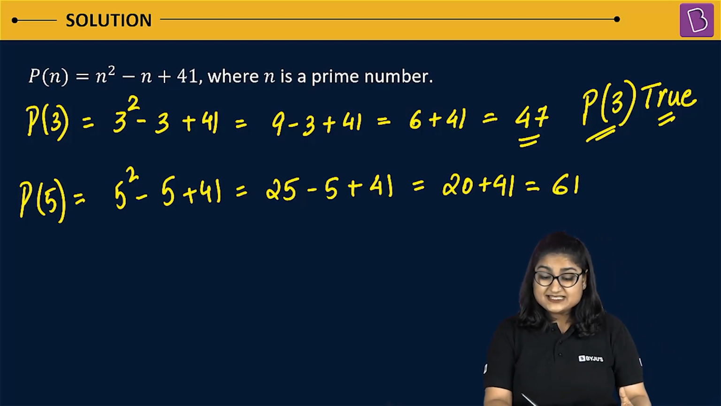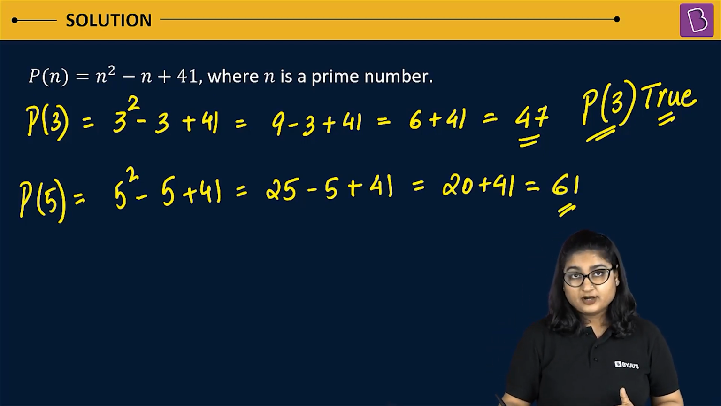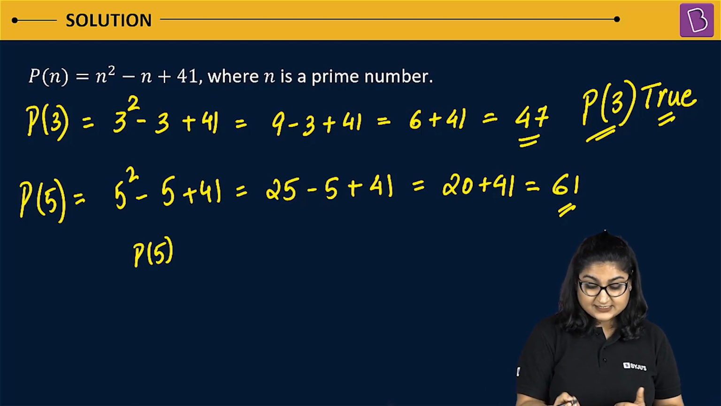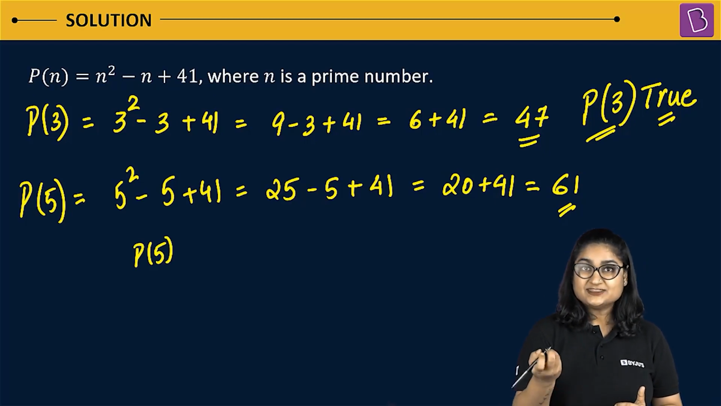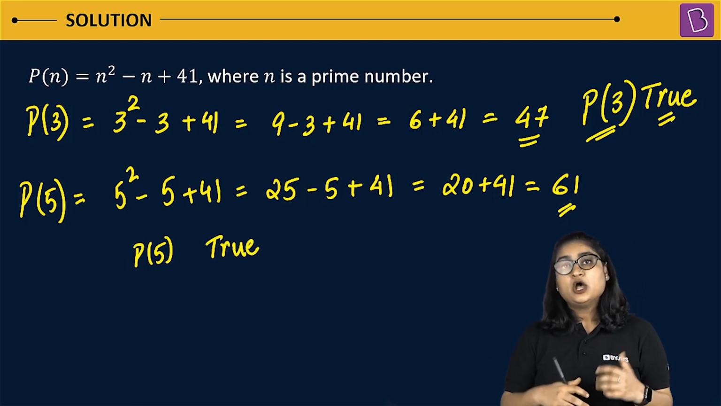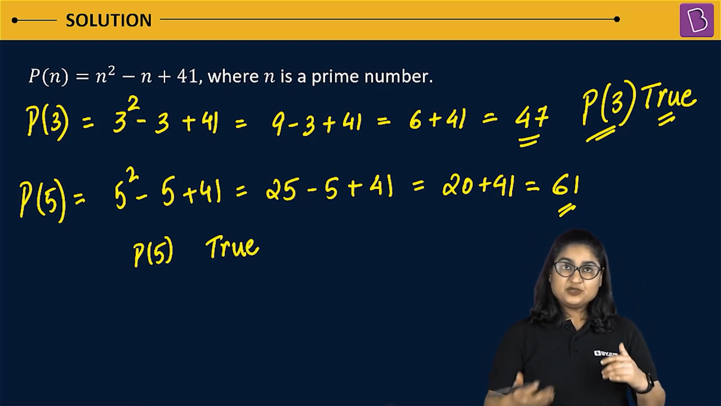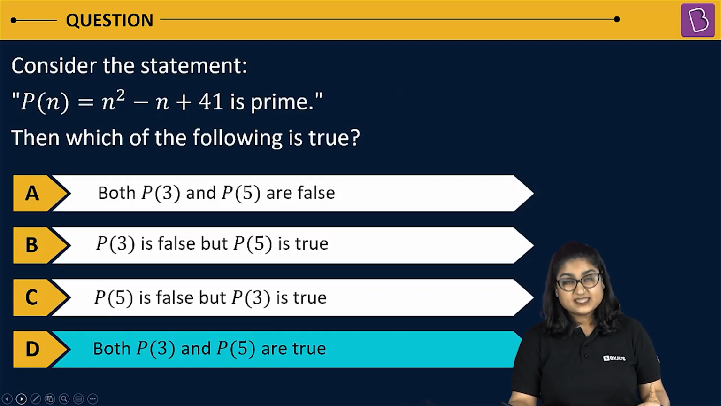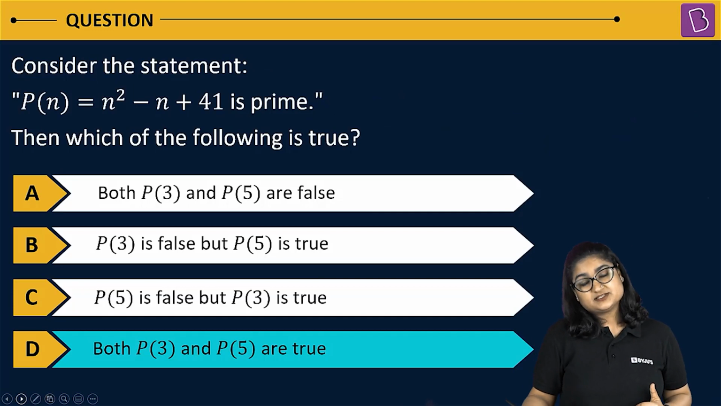Okay, now is 61 a prime number or not? Yes, 61 is a prime number. Now here P of 5 is a prime number, hence we can say that the truth value of P of 5 is going to be true. So here both P of 3 and P of 5 take the truth value true, hence we can say that option D is the correct answer to this question, which states that both P3 and P5 are true.